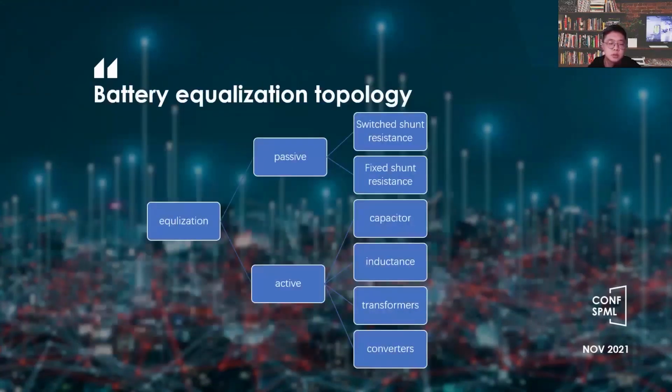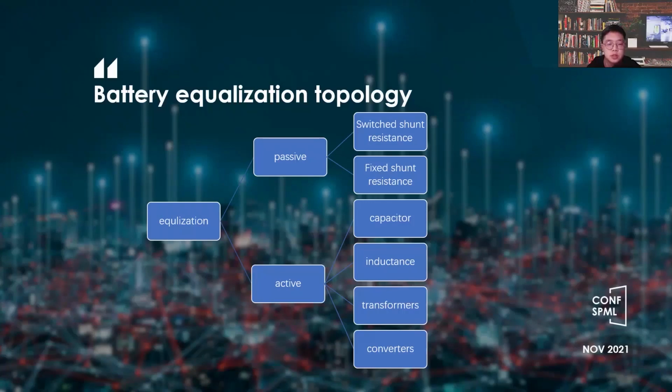Yes, then comes the third part, the classification and summary of battery equalization topology. The basic meaning and the essence of battery equalization are to use electronic technology to prevent the battery from being damaged during use and to ensure safe operation. The battery equalization topology is generally divided into two types.